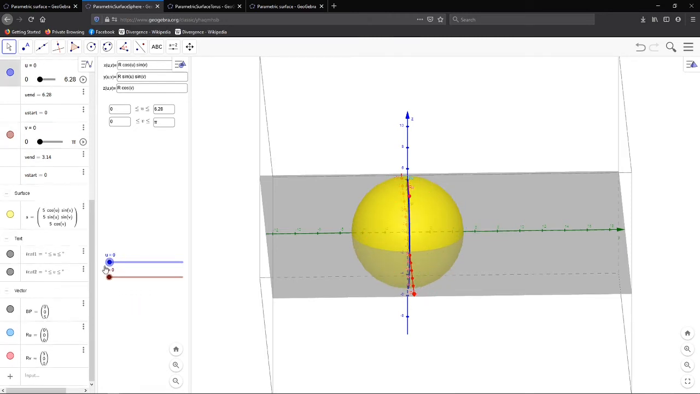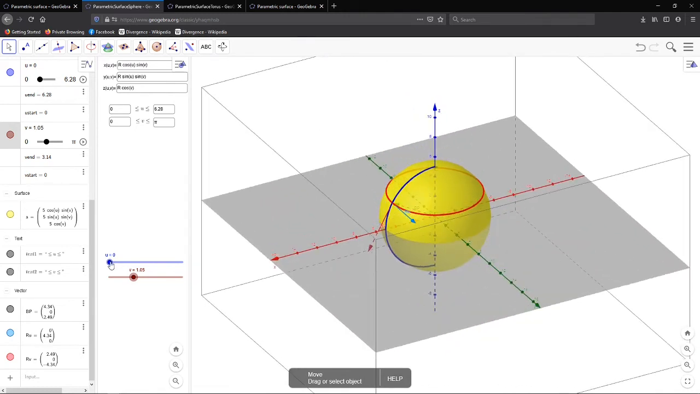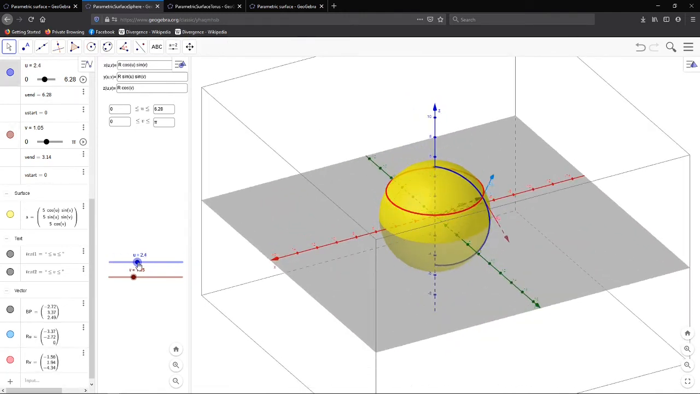And likewise for u, we'll do it for a larger fixed value of v, maybe 1.15 right here, a little bit lower, 1.05. The partial derivative r_u of the position vector with respect to u is giving us a vector that's tangent to the surface in the direction of increasing u.